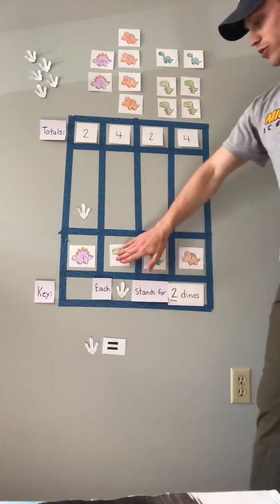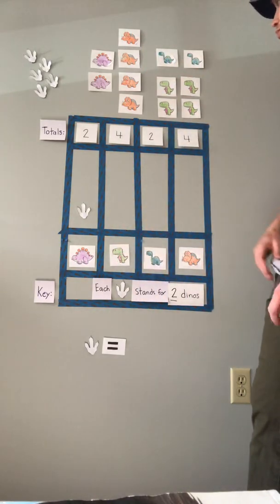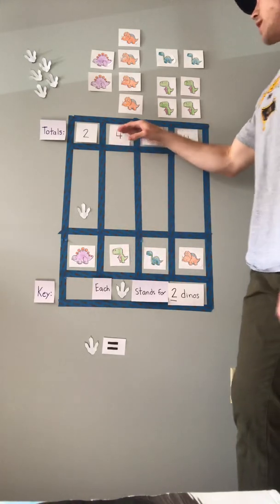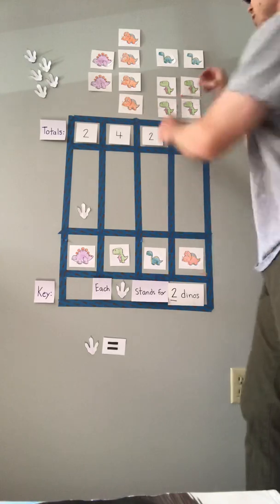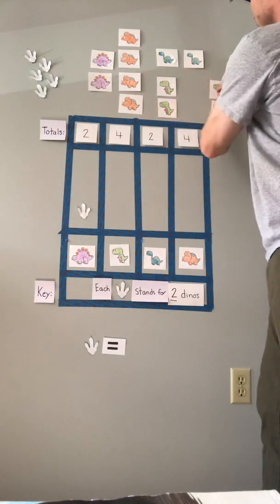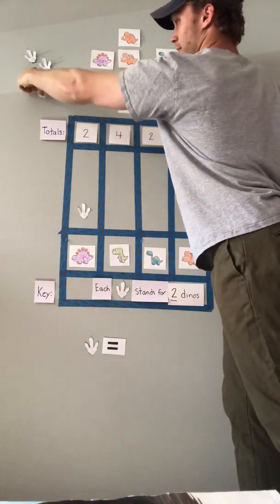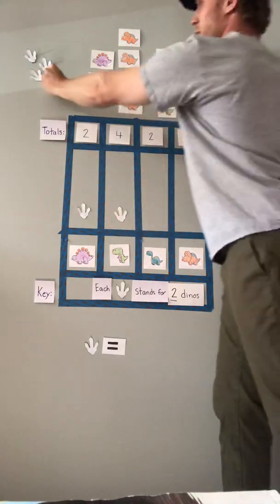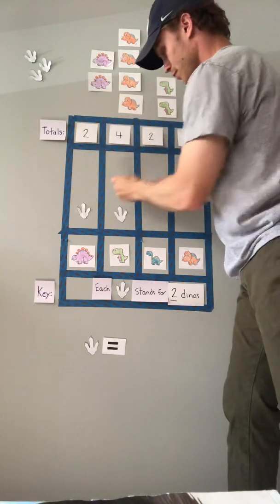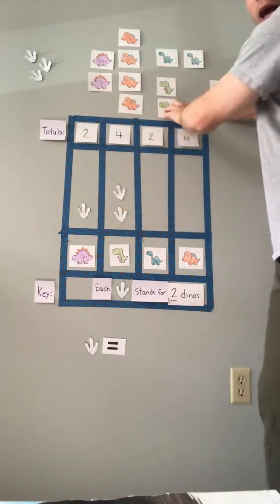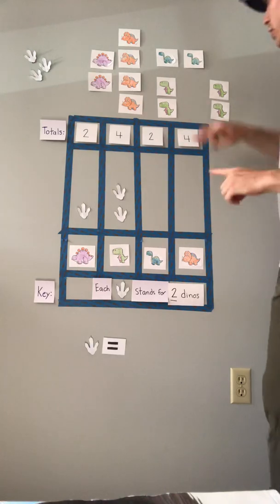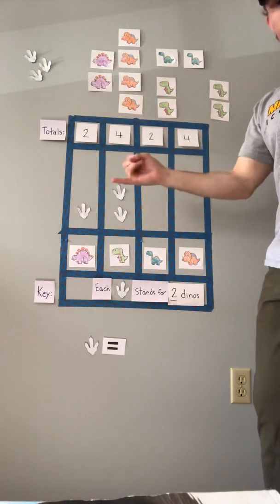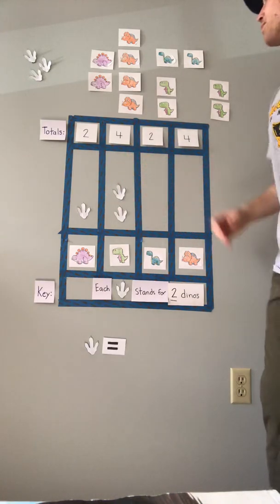So now we move on to our green dinosaur. We have 4 here. One of the ways you could do it is you could group it. Every 2 you could group it. So here's 2, which is going to give me 1 footprint. And then here's another 2, which gives you another footprint. So you could group it like that, or you could just count by 2s. We know 2 is 1. So 2, 4. So I knew there was 2 footprints.